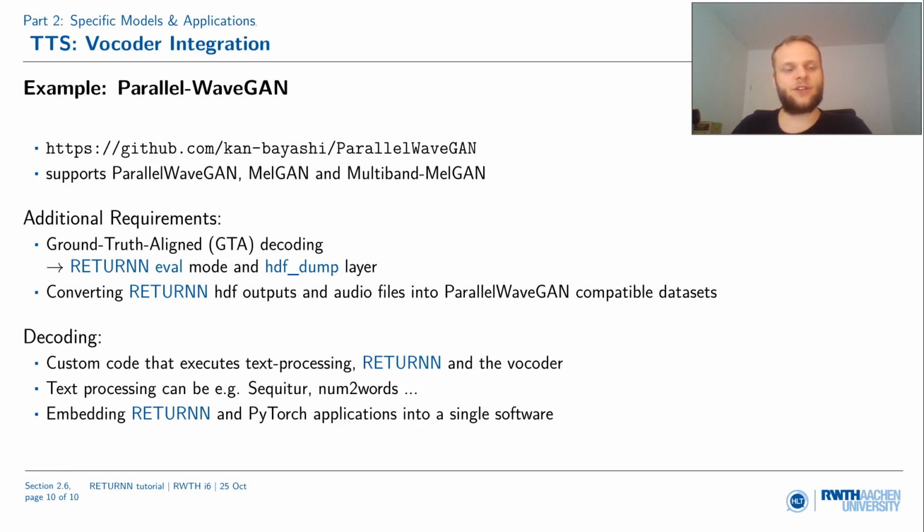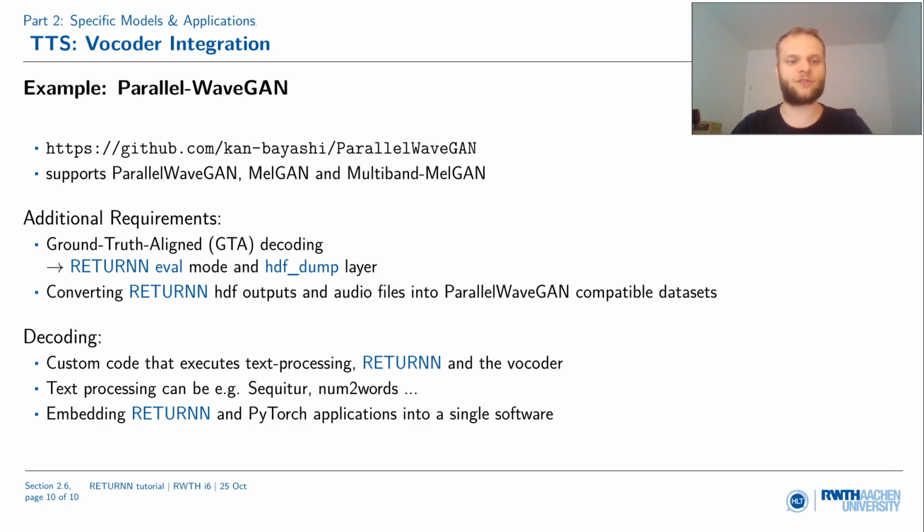The last aspect is the vocoder integration. Here we choose the parallel waveguide vocoder as an example, because there's a repository that supports 3 different architectures. What RETURNN needs to do here, or a general framework needs to do here, is run ground truth aligned decoding, so that you run your decoding by still feeding the actual target labels, so that the audio and the spectrogram are synchronous. We can do this by turning on the RETURNN eval mode and dumping with the HDF dump layer. Then we just need to convert these HDF outputs into something that can be read into the parallel waveguide implementation.